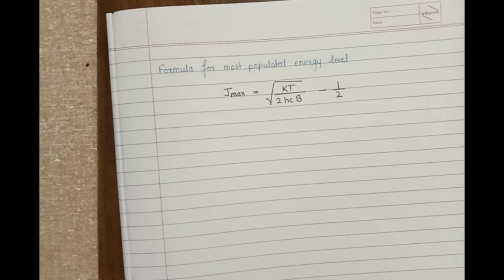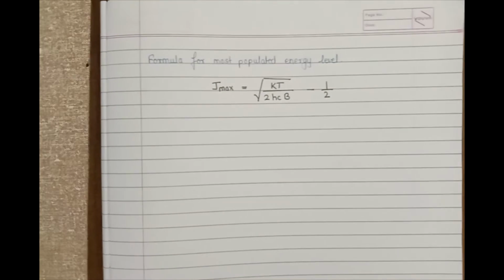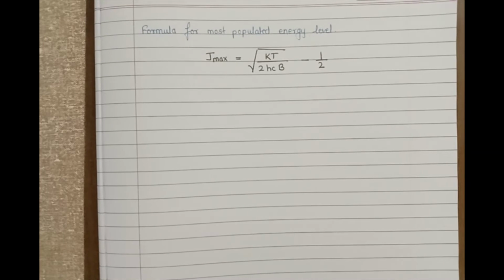So this was for the population of energy level and also for the probability of that energy level or the relative population in that energy level.